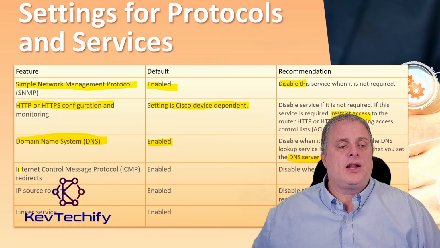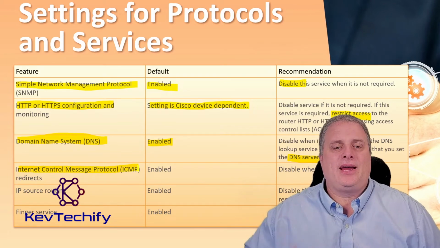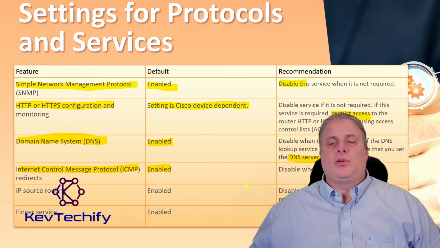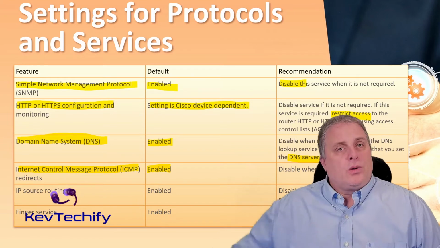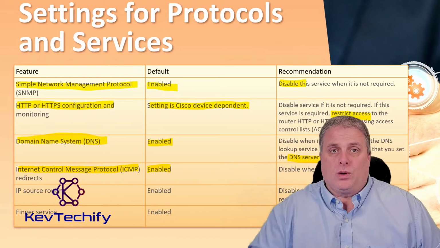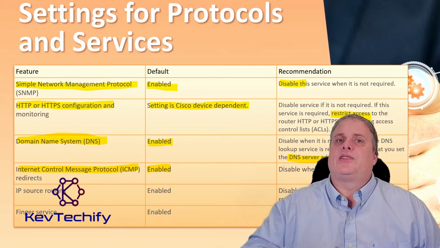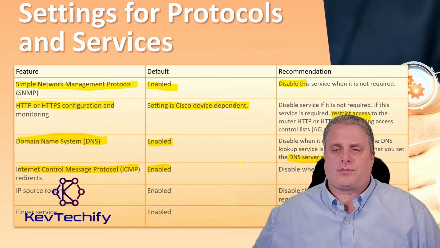Then we have the Internet Control Message Protocol, ICMP. This is where ping resides. By default, it's enabled. Disable it when it's not required. Why would you want to disable ping on your devices? Well, if somebody does a ping sweep of your network, they will see that there's a device there, then they can start doing a port scan and find vulnerabilities and then attack your system.